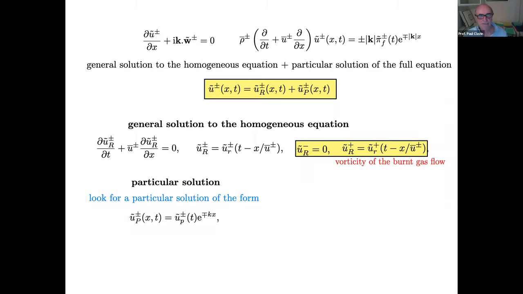Now look for a particular solution of this equation. Look for a particular solution, called U tilde P, of this Euler equation, the full equation, in the form U tilde P. But you see, there is a difference: this is a capital P and this is a small p. The capital P depends on time, it is the amplitude, and the small p is the space dependence. And you look for a solution with the same space dependence as the external flow. Let's see if we are going to find such a particular solution. It turns out that it is easy to find the solution.